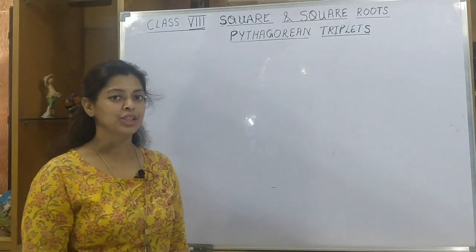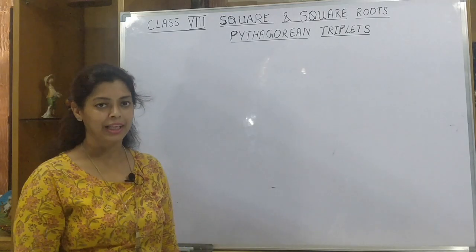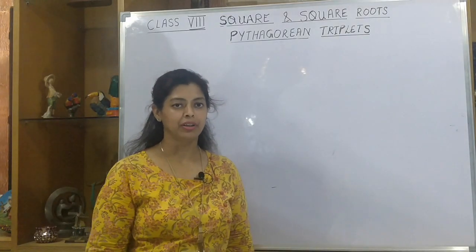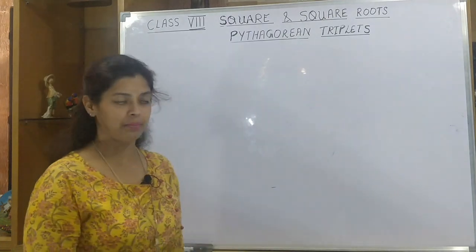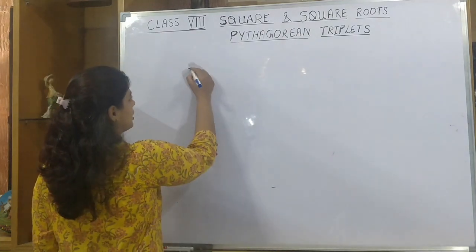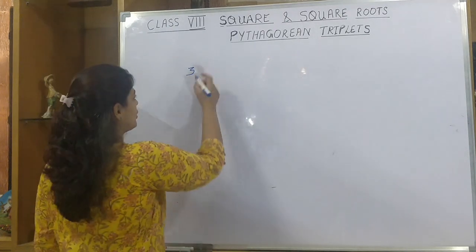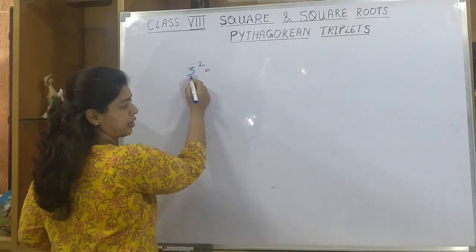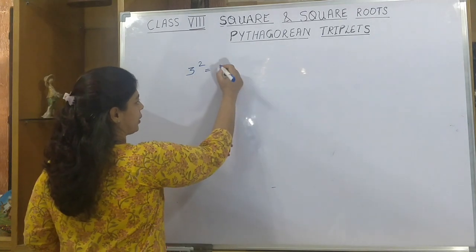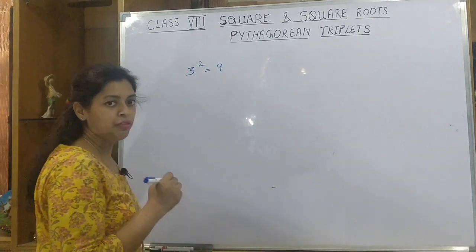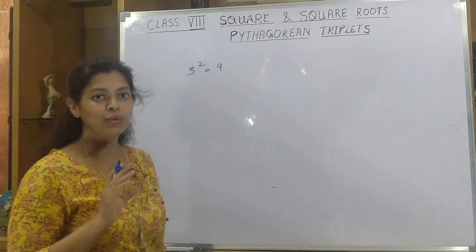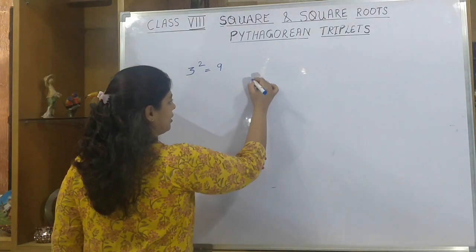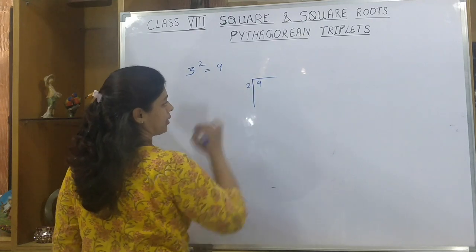Now I'll teach you a shortcut method to find the Pythagorean triplets when one number is given. First we'll do with odd numbers. Suppose the number given is 3. So first step is I'll take the square of this 3. This is one number of the triplet given to me, 3. So the square is 9. Now I have to express the square as a sum of two consecutive numbers, which I can do by dividing by 2.